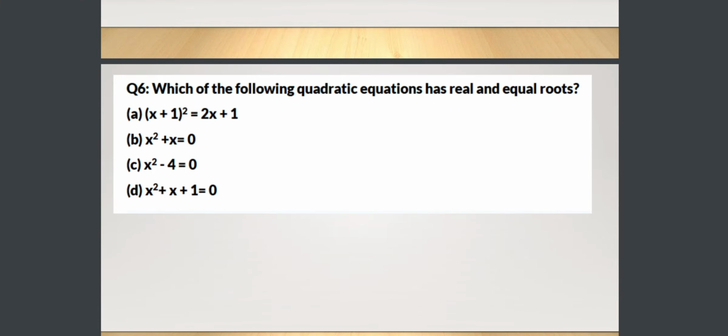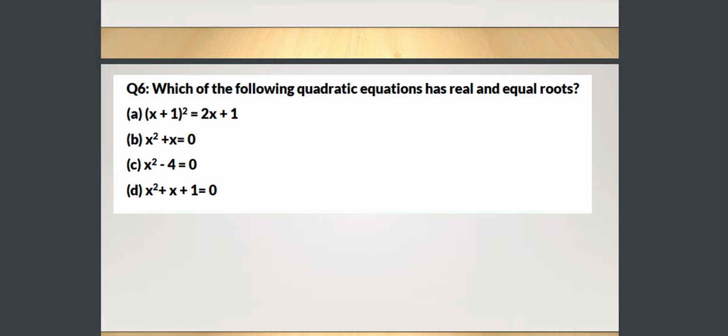Question number 6. Which of the following quadratic equations has real and unequal roots? So do you know how will we find real and equal roots? Using the discriminant. When the discriminant equals 0, then that quadratic equation has real and equal roots. So first of all, simplify all A, B, C, D quadratic equations into standard quadratic equation, and then find the value of discriminant, and if the discriminant equals 0, then that quadratic equation has real and equal roots.